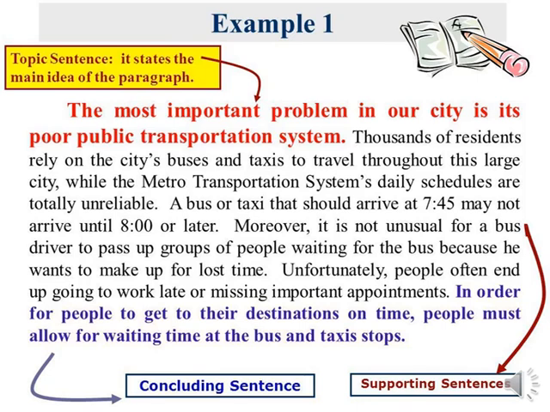Finally, the concluding sentence: in order for people to get to their destinations on time, people must allow for waiting time at the bus and taxi stop. See? So it's again another way to say that the transportation system is poor. You can paraphrase this topic sentence yourself to make a better concluding sentence.